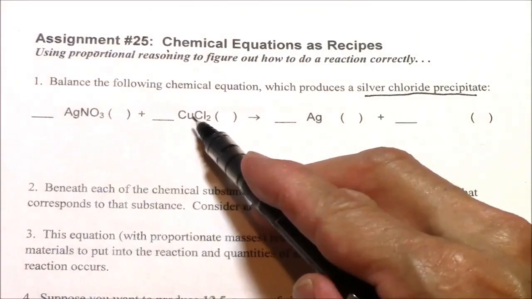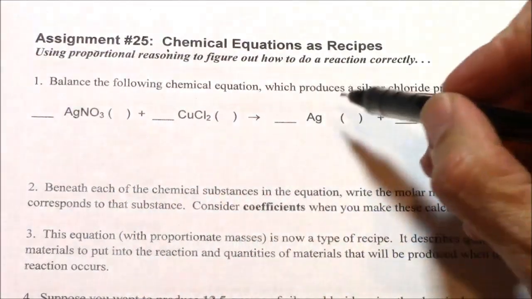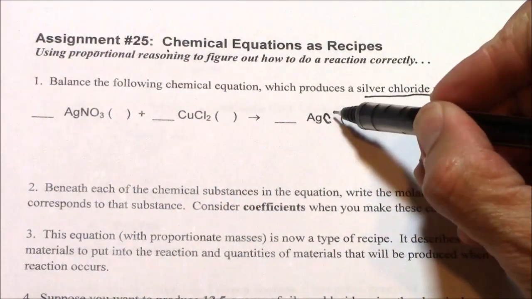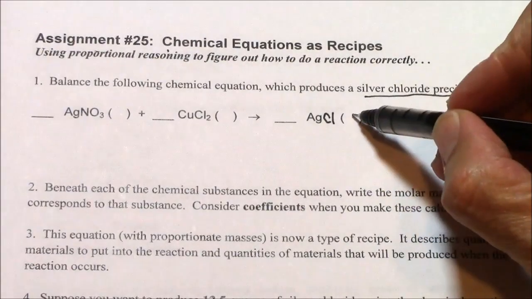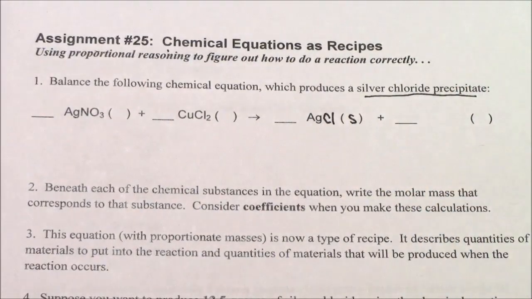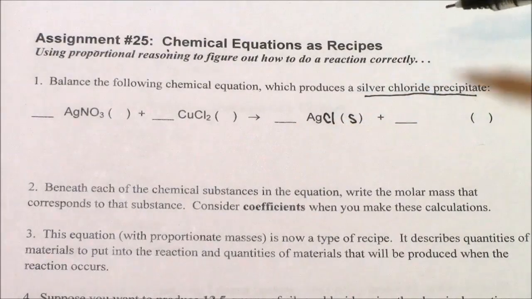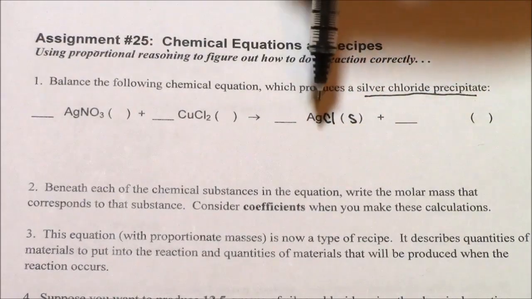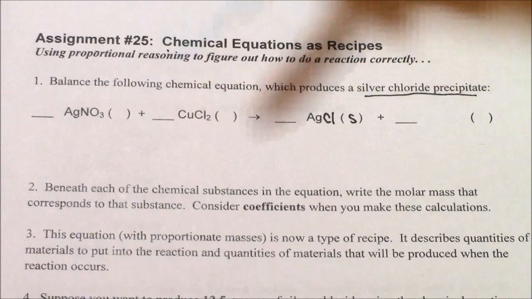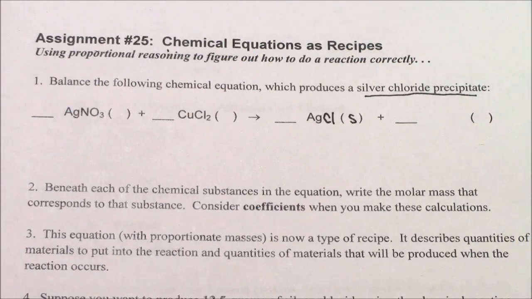Silver nitrate, here's copper chloride. Silver chloride precipitate would mean AgCl, solid, insoluble. If you look this up, it'll be insoluble. Now, what's left over is copper and nitrate. Think about this before I show you.